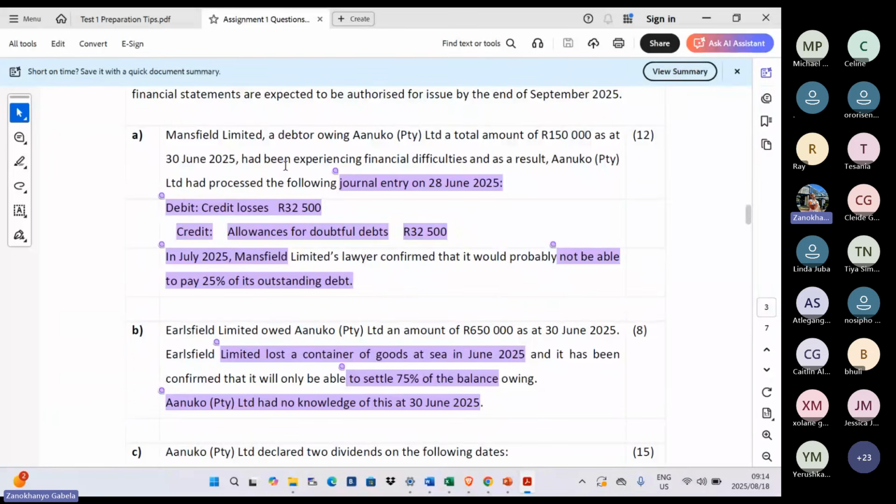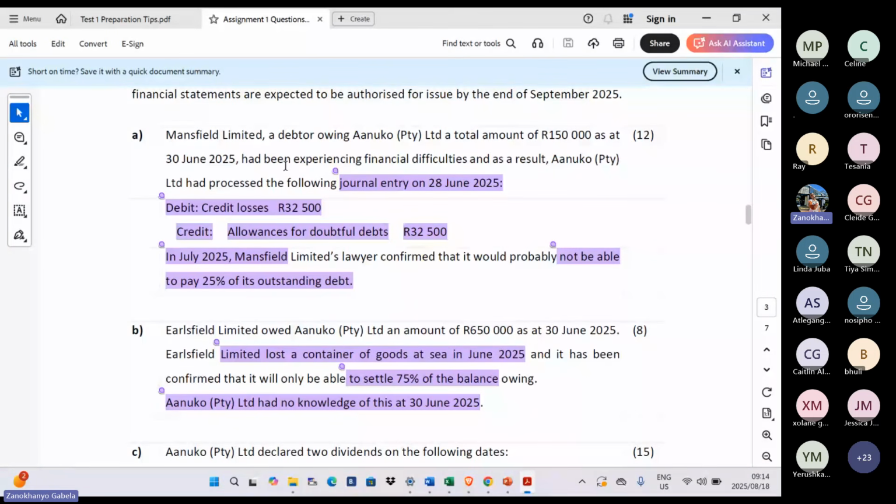So you explain it's an adjusting event. You explain why, because the condition, which is the financial difficulty, had already been in existence before year end. So that's your reasoning. And now what's happening after year end, which is the lawyer's confirmation, is just providing more details on an event that already was in existence in the prior year. It doesn't change the conclusion that it is an adjusting event.